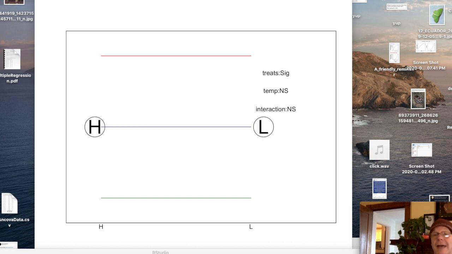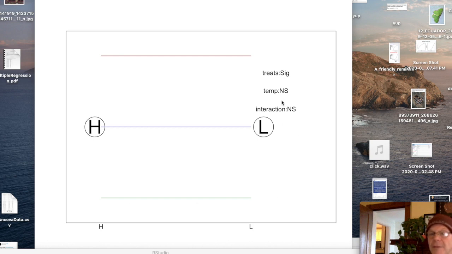Okay, so now we have a situation where treatments are significant, temperature is not significant, and the interaction is not significant. Because the interaction is not significant, what that should immediately tell you, much like it did with an ANCOVA, is that these lines here, because remember, when we're doing these ANOVAs like this, we're just doing a bunch of regressions, these lines are perfectly parallel to one another, which means that there is no difference between high and low temperature, so we would expect temperature to not be significant. The lines are parallel to one another.